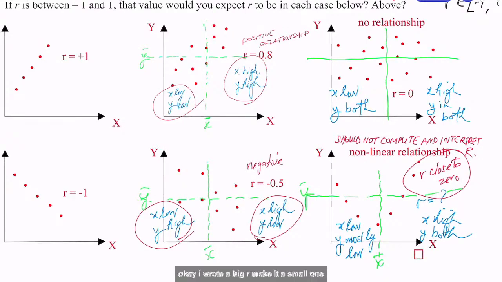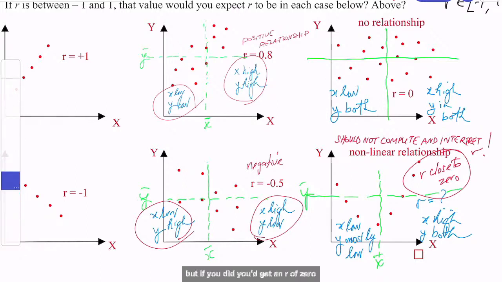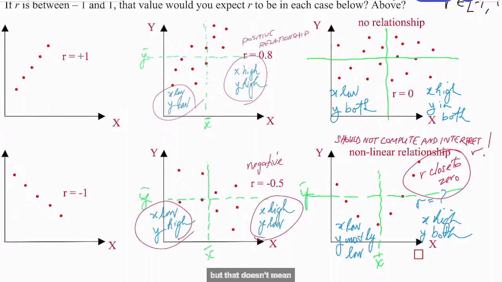Okay. Oh, I wrote a big R. Make it a small one. Questions? But if you did, you'd get an R of 0, but that doesn't mean there's no relationship. There actually is a pattern.